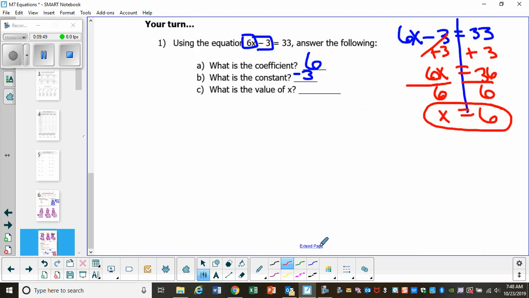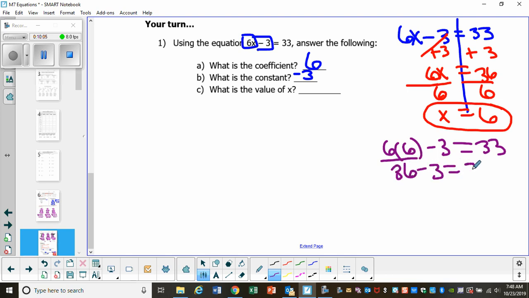I am a student that always wants to know whether or not I'm doing things correctly, so I'm going to go ahead and check even though it doesn't tell me I have to. So I'm going to replace x with 6, follow PEMDAS. 6 times 6 is 36, and minus 3 is in fact 33. Remember, this is a calculator unit, so you can always use your calculator as well to check. So it says, what is the value of x? X equals 6.